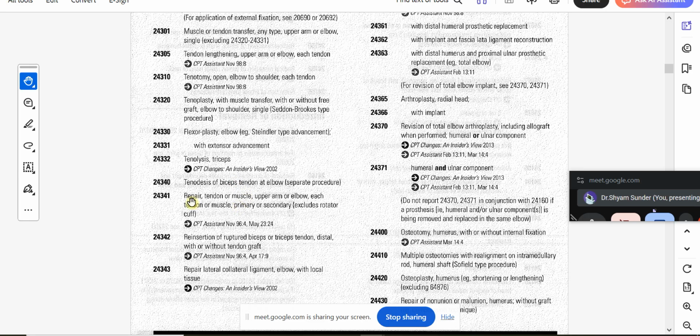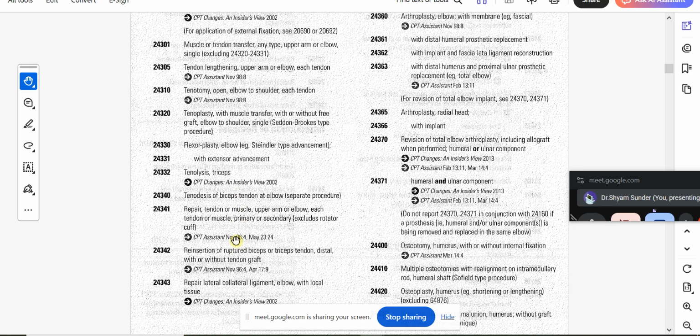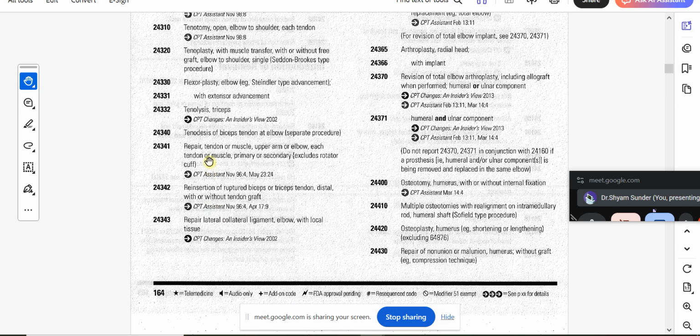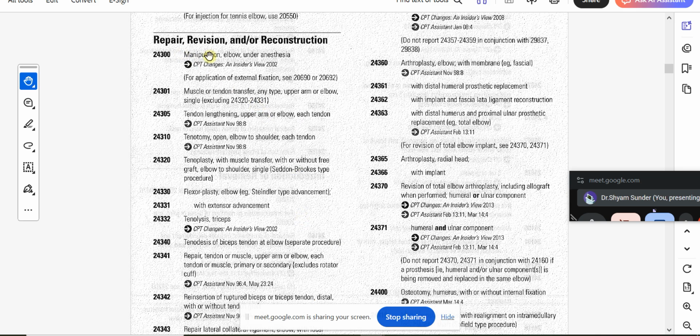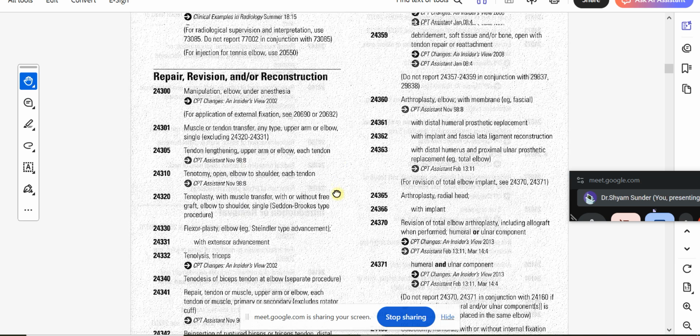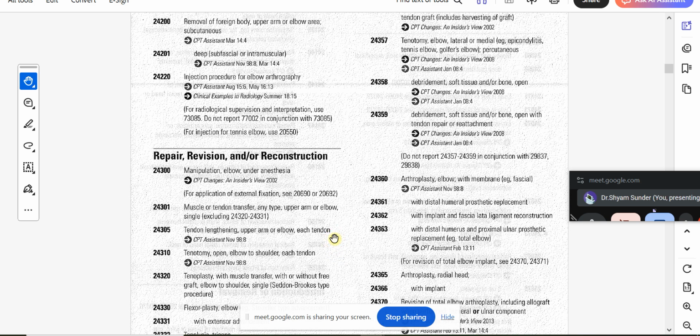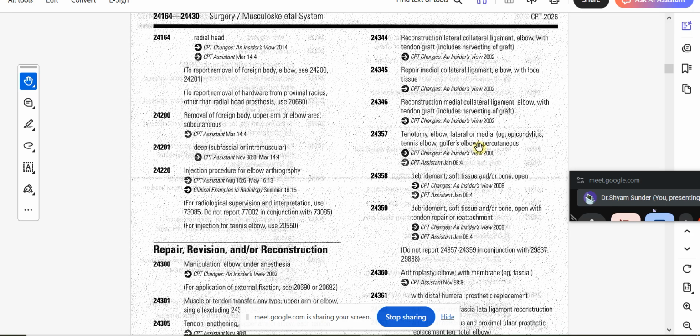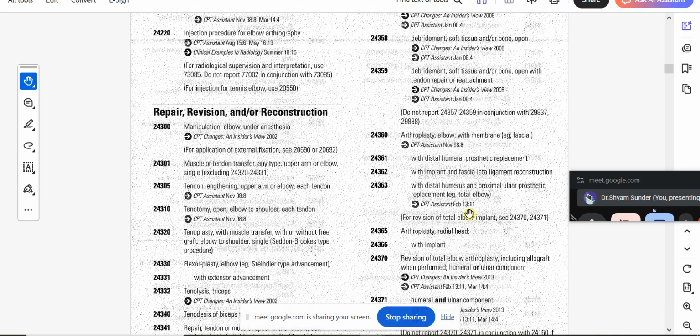So these are the different types of repairs. Here we see tendon repairs, repair of muscle. Then here we are talking about ligaments. So in this heading only you see repairs of muscles, tendons, ligaments, the structures that you find in the arm. That's how it is organized. This repair heading is very lengthy.